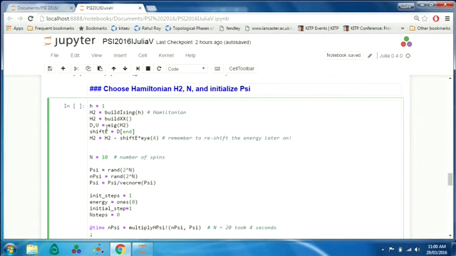I don't know why this is here. Let me kill it. And then what we do is we're going to be using the power method. So let me quickly describe what the power method is about.